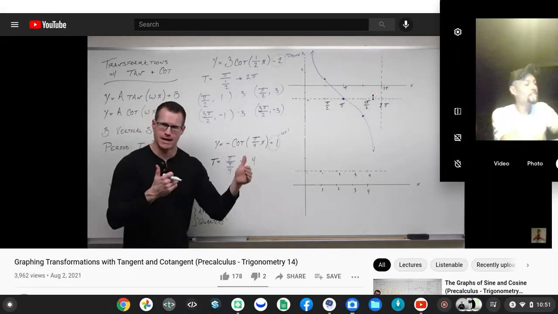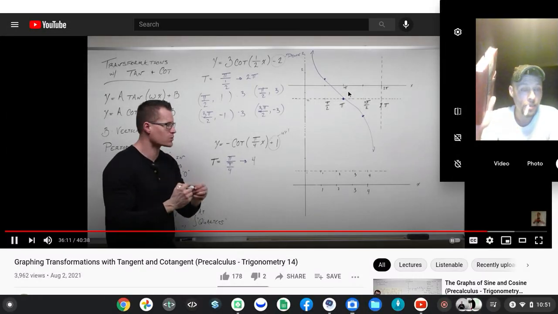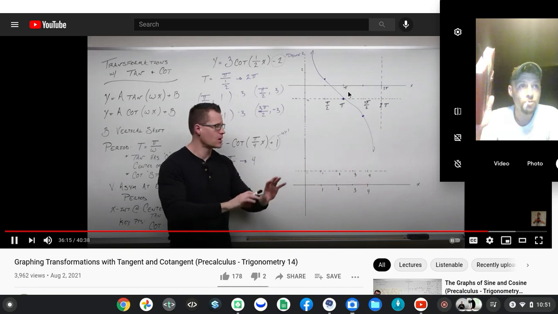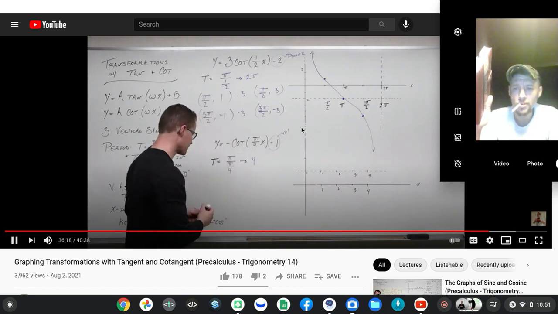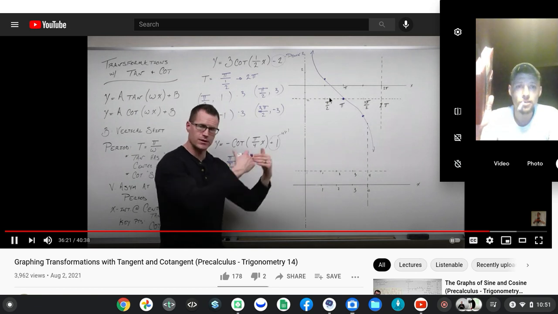Vertical asymptotes. We started with the x-intercept. We shifted the center, so the center line acts like your x-axis. For all of our key points, we start with our x-intercepts. Vertical asymptotes are the start and stop of our period.